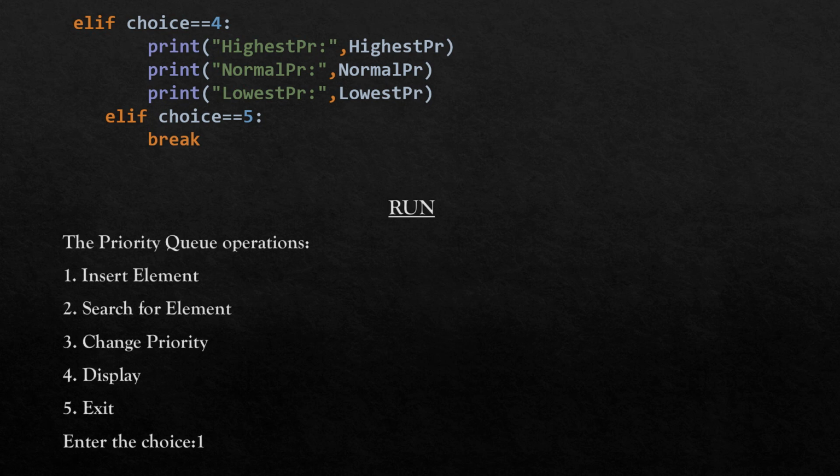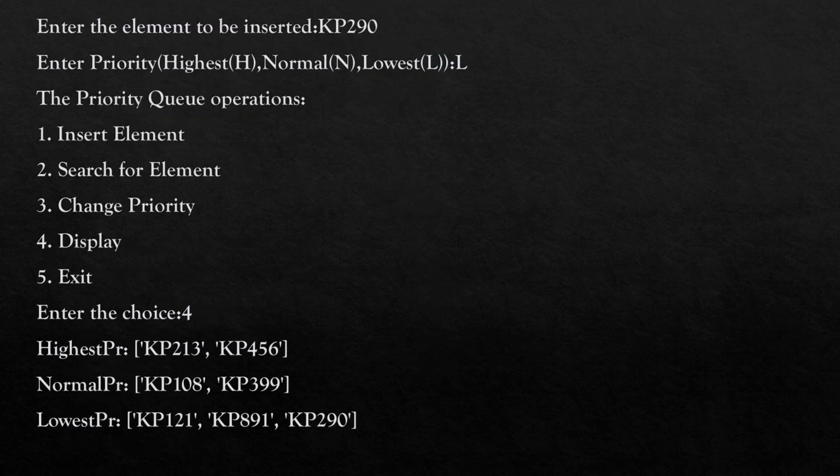Now once you run the program, you will get the output like this. The priority queue operations are like this: insert element, search for element, change priority, display and exit. Let's say the entered choice is 1. So it will ask for the element to be inserted. Here I have given one element and it is asking for the priority. Let's say I have given the priority as L. So obviously the element will be appended in the lowest priority queue.